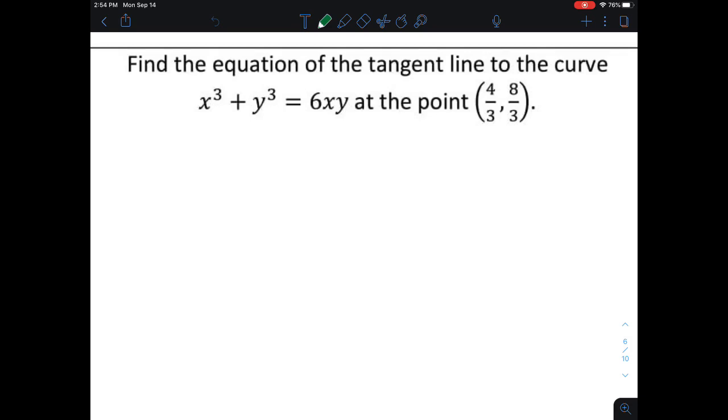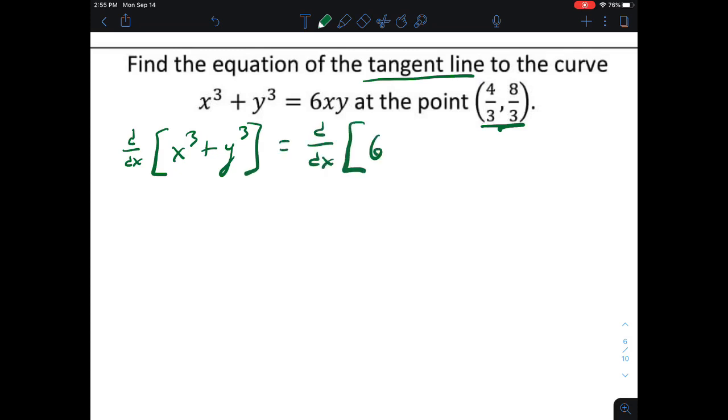We want to find the equation of a tangent line to the curve at the point that's given. And so what we need to know is, since we have the point, we have the x value and the y value, we need to know what the slope of the tangent line is going to be, which means that we need to take the derivative of both sides of our equation. So I need to take the derivative with respect to x of x to the third plus y to the third, and take the derivative with respect to x of 6xy.